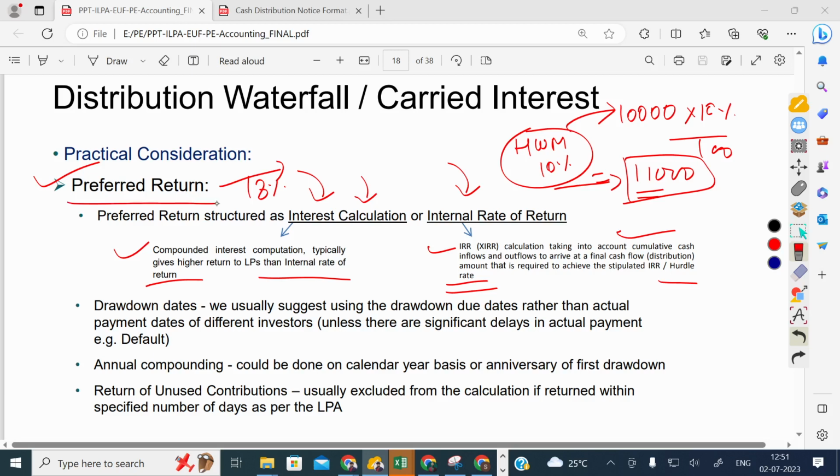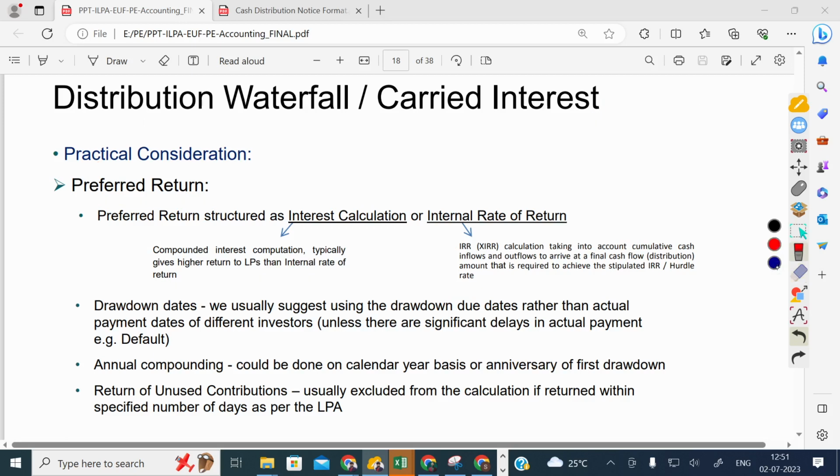Preferred return. At the moment you can keep in mind that preferred return can be calculated in two ways. One is interest calculation and another one is IRR, internal rate of return. We'll see the formula of internal rate of return and interest calculation. And here you would see again two types. One is simple and another one is compounding. How compounding and simple work, I'll just give you a brief with an example so you can relate to what it means exactly.